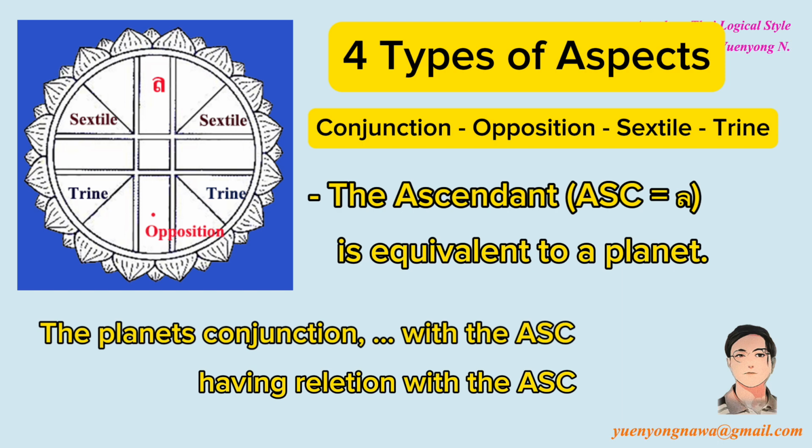The ascendant is equivalent to a planet. The planets that are in conjunction, opposition, sextile, or in trine with the ascendant will affect the ascendant. They are considered having relation with the ascendant.